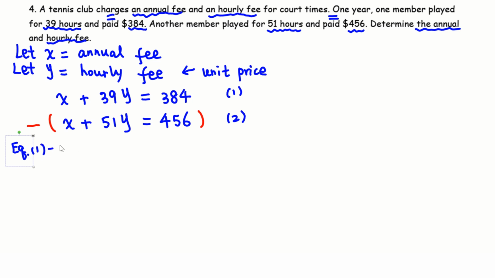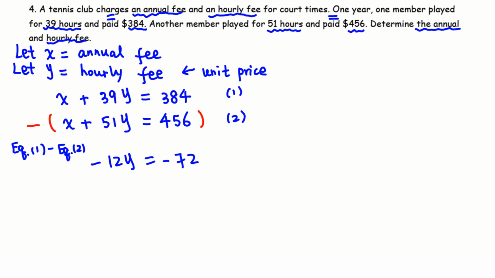Take away means subtract. So x minus x is 0. 0 times anything is 0, you don't have to write it. Then 39 minus 51 will give you negative 12. Then this one, subtract 384 minus 456. It will give you negative 72.